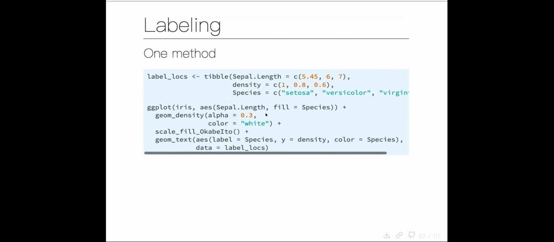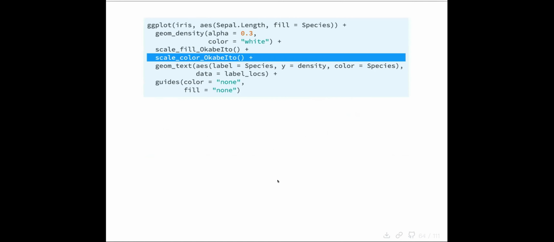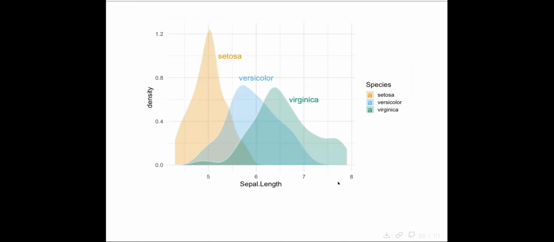Now I go ggplot, create the density just like before, but then I say geom text, label equals species, y equals density, color equals species, and the data now equals label locs. So I've switched out the data source for the location of those labels. And we end up with something that looks like this. Almost there, but not really, because we now have to say scale color in addition to scale fill. That matches the color. So now we should say we are probably good.